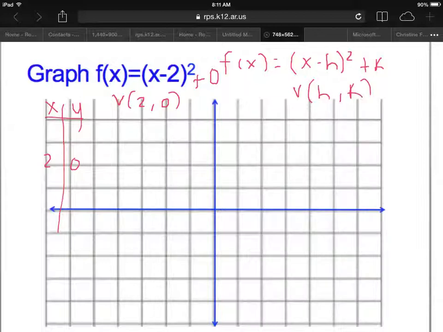So I'm going to select a couple of random x-coordinates on the left side of the vertex. I just select the consecutive ones unless there's a benefit for selecting other ones. So 1 and 0 I'm going to select on the left, and then 3 and 4 for the x-coordinates on the right of the vertex.